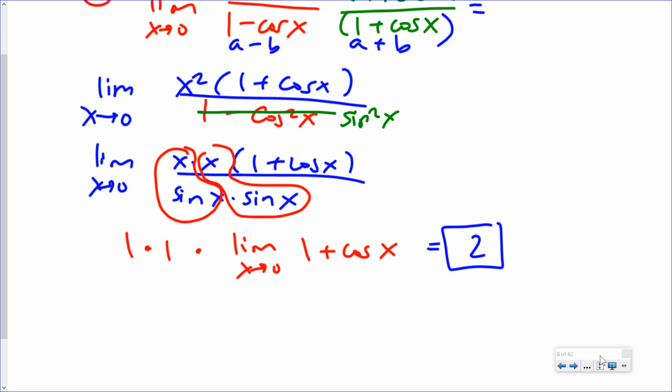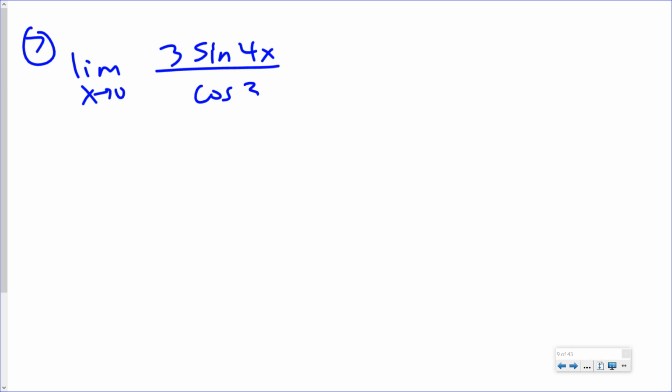Number 7. Is that the one right before? Okay. So that's the limit as x goes to 0. We're looking at number 7, guys. Is it sine 4x? I don't remember. 3 sine 4x. 3 sine 4x over cosine 3x? Sine 3x. Oh, sorry, sine 3x. Anything else? You're good? Okay.